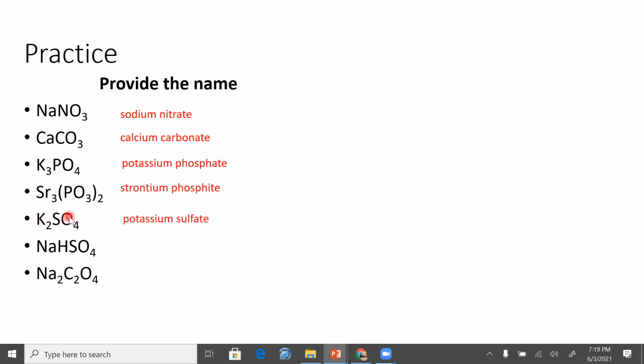So K2SO4, potassium sulfate. Now, this one kind of looks like it's a whole bunch of different things. This is hydrogen sulfate. So it's sodium hydrogen sulfate.